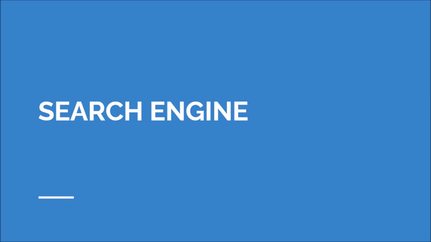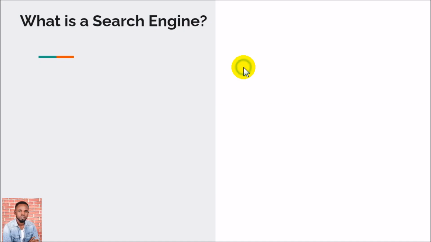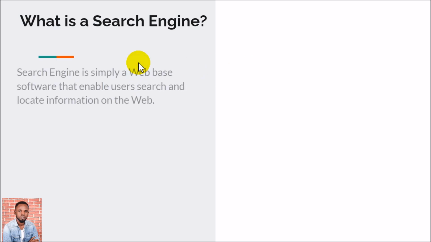So in this video I'm going to talk to you about what the search engine is all about, and also how it works to enable the search result we get whenever we are looking for information through search engines. Okay, so what is a search engine? First of all, a search engine is simply a web-based software that enables users to search and locate information on the web. Okay, now what you should know is that there are three major tasks that a search engine does.